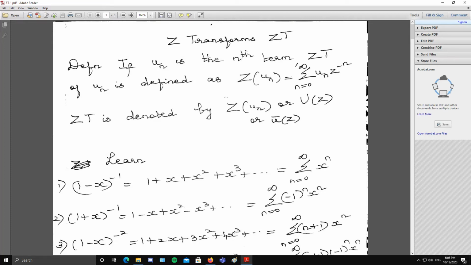So as of now, you just learn the definition. You learn this definition by heart. I will tell the derivation. I will share the derivation when I do the module Laplace transform.